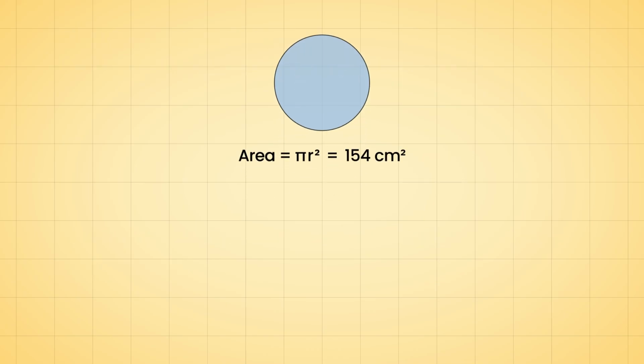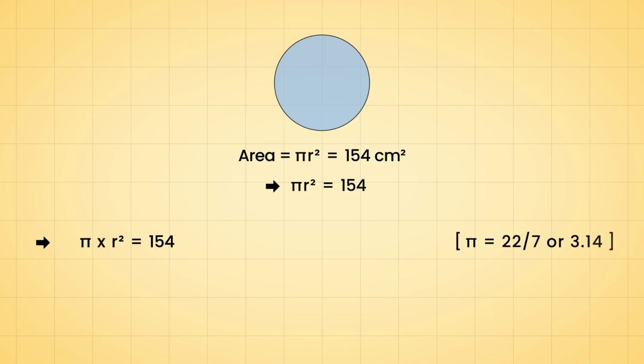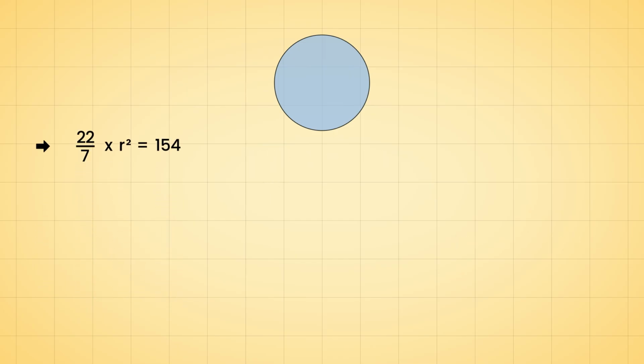We know the formula is area equals pi times r squared. The area given to us equals 154 square centimeters. This means pi times r squared equals 154. Since the value of pi is 22/7, or 3.14, we can write this as 22/7 times r squared equals 154. Now, by transposition, the 7 on this side is dividing, so we move it to the other side where it multiplies with 154. This gives us 22 times r squared equals 1078.